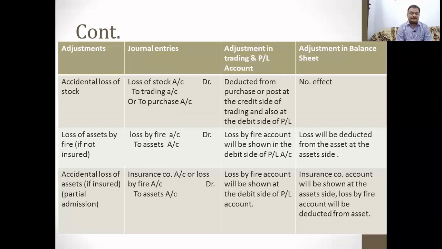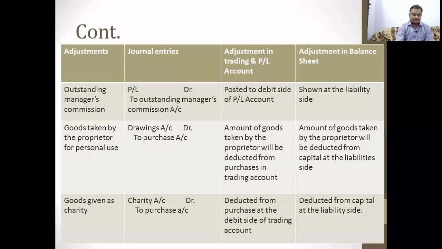Accidental loss, if it is insured, so if you have insurance, then insurance company account debit and loss by fire account debit to assets account, and loss by fire account will be shown at the debit side of profit and loss account, and insurance company account will be shown at the asset side, and loss by fire will be deducted from asset.